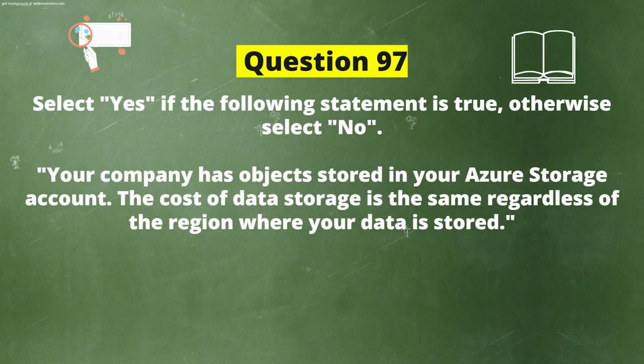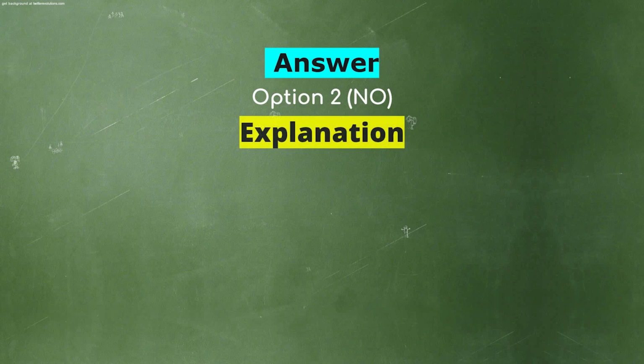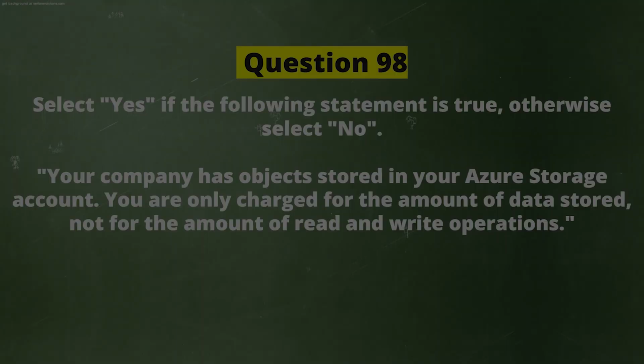Next question. Select yes if the following statement is true. Otherwise, select no. Your company has objects stored in your Azure storage account. The cost of data storage is the same regardless of the region where your data is stored. Is it yes or no? And the correct answer is, it is no. Explanation. The correct answer is no. If you check the price list of Azure Blob Storage, you will find a region selector. If you select a region here, you can see that the cost varies slightly depending on the region where the blob is located.